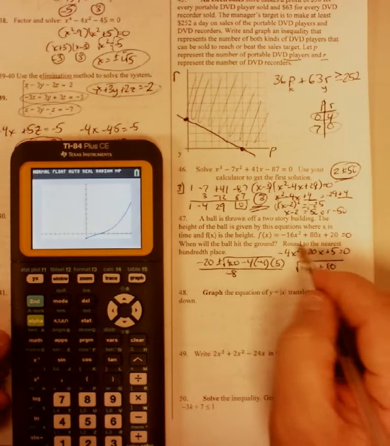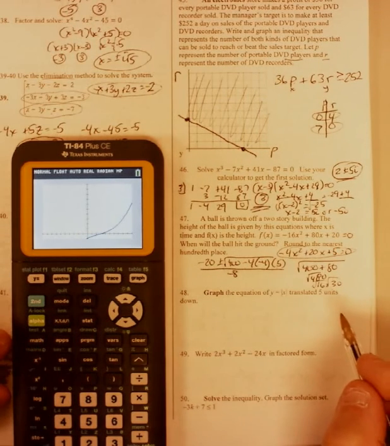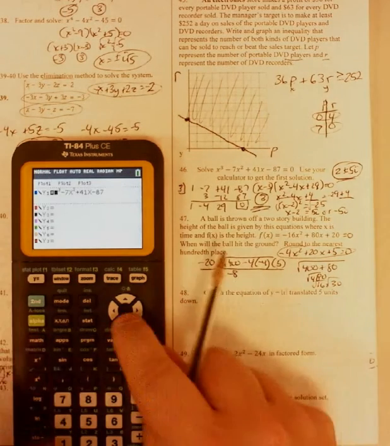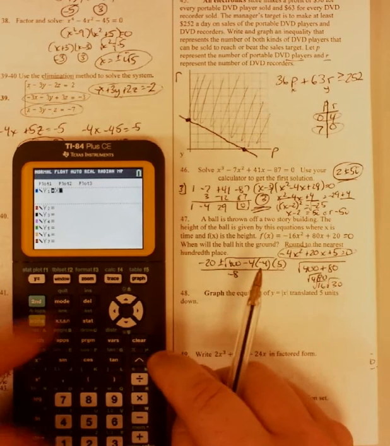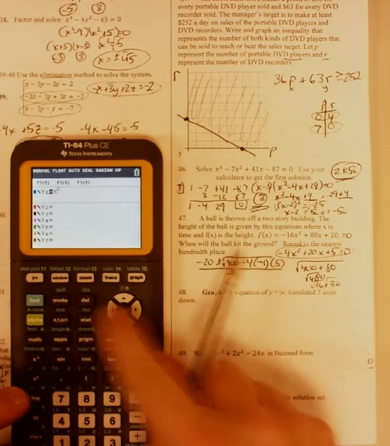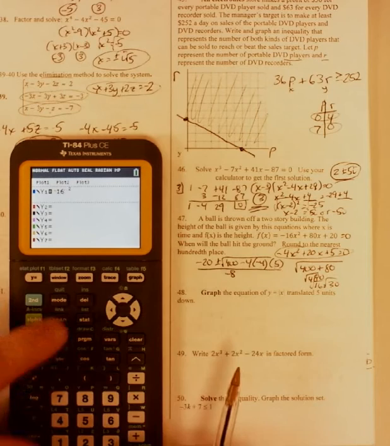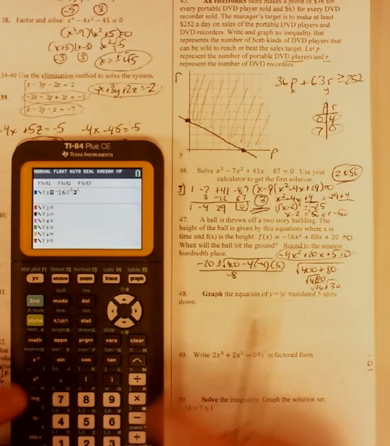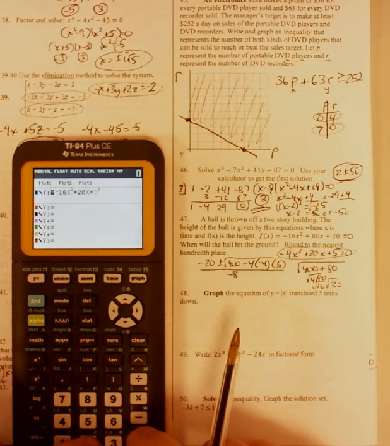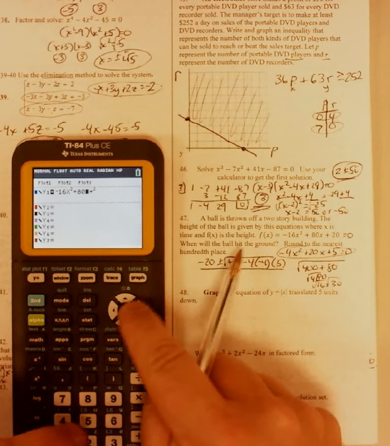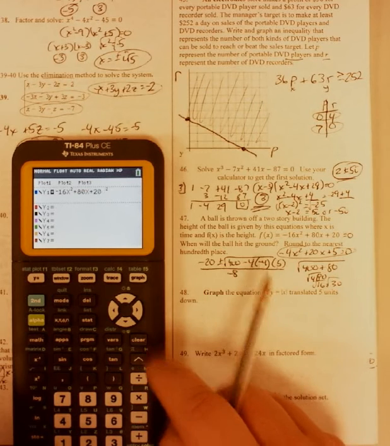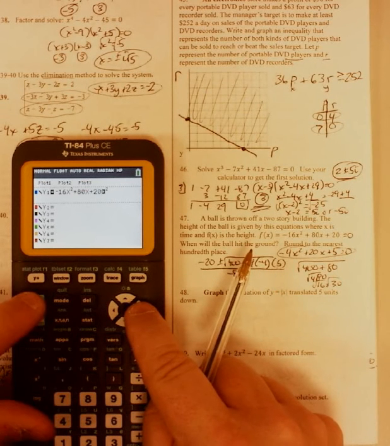Or the other thing I could have done is just graph that equation and see when it crosses 0. You know, maybe I'll just do that. I'm going to go y equals, let me clear this. This is going to be x squared. Let me just do the whole original thing, which is negative 16x squared, and then plus 80x, and then plus 20. Now I got to figure out how to get rid of that squared.